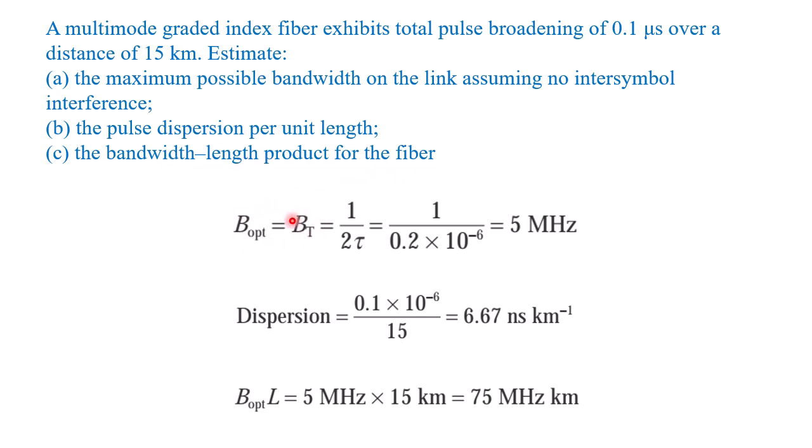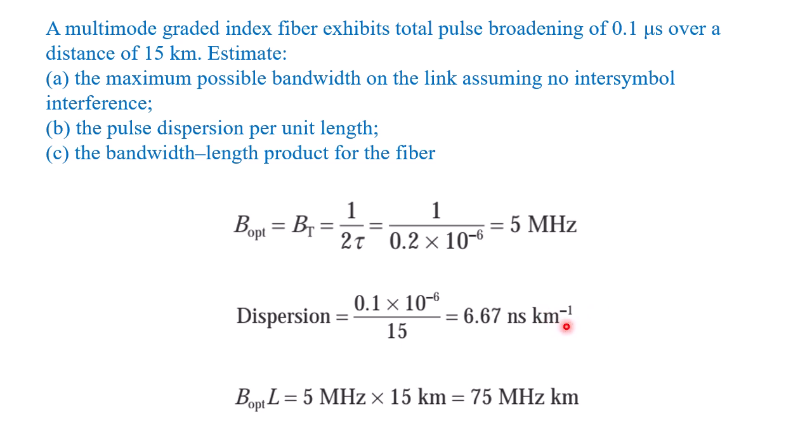So as we discussed, the bandwidth B_T is nearly equal to 1 by twice tau. Tau is given, so it becomes 5 megahertz. This is the bandwidth. The dispersion we can calculate in this way: 0.1 into 10 to the power minus 6 divided by 15, because the distance is 15 kilometers, so 6.67 nanosecond per kilometer.